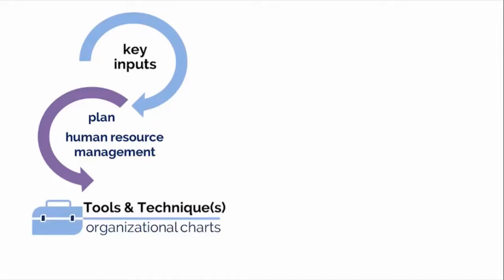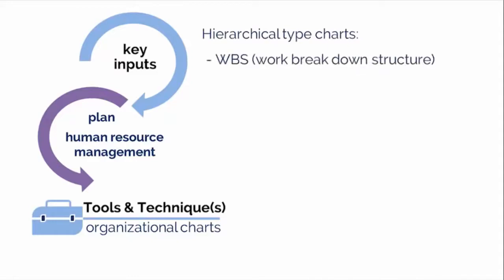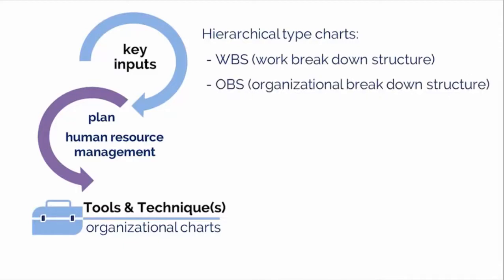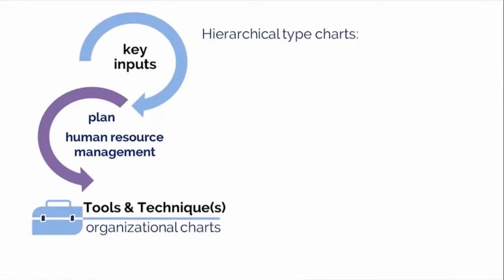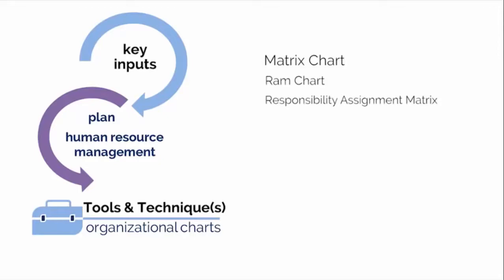The format of these charts can fall into three categories: hierarchical, matrix, or text-oriented. Hierarchical type charts include WBS, work breakdown structures, OBS, organizational breakdown structures, and RBS, resource breakdown structures. As far as the matrix-based chart goes, we often use RAM charts to develop HR plans, which stands for Responsibility Assignment Matrix Chart. These show project roles and responsibilities.